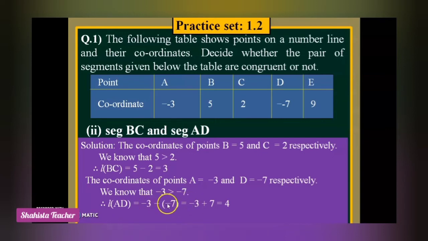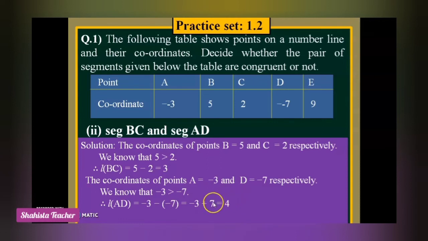Here minus into minus becomes plus, so 7 is written as plus 7. Now minus into plus is minus. So 7 minus 3 gives us 4.